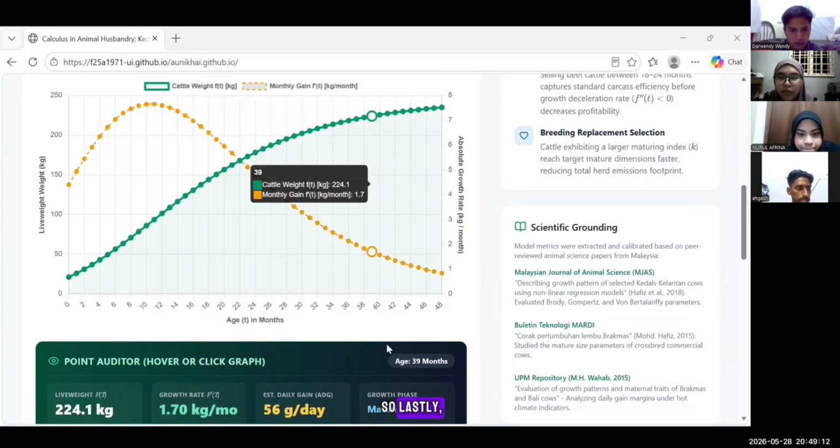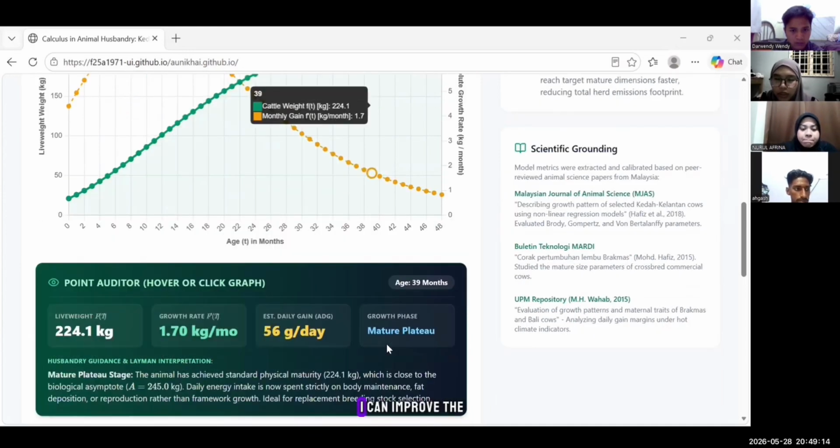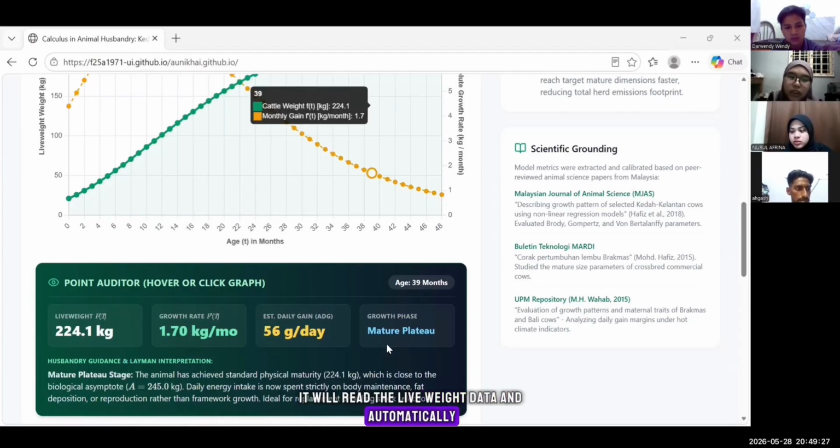Lastly, I can improve this HTML tool by adding an automated feed calculator. It will read the live weight data and automatically suggest the best feed amount for the cattle.